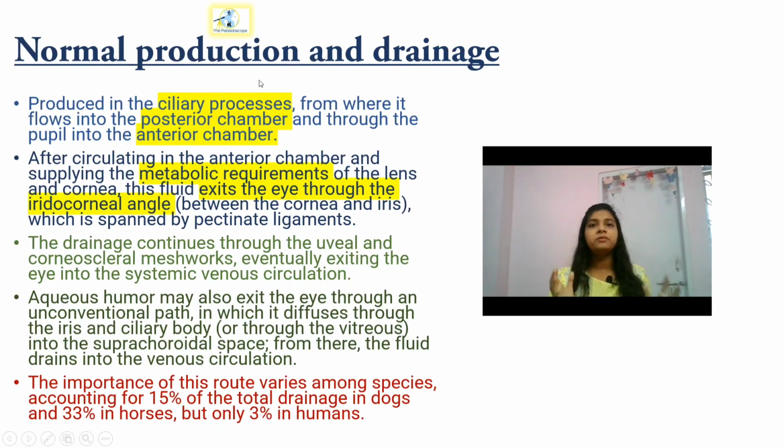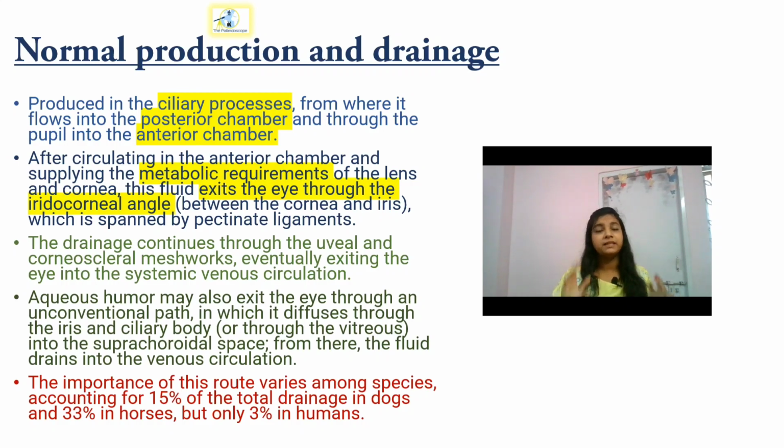Okay. So normal production and drainage. Let's talk about the normal production and drainage of the aqueous humor. It is produced in the ciliary process. Then where is it going? It is going to the posterior chamber. Then through the pupil it is going to the anterior chamber. Okay. So after circulating in the anterior chamber and providing the metabolic requirements, it then exits through the iridocorneal angle. What is the iridocorneal angle? It is the angle between the cornea and the iris. So through the iridocorneal angle it is exiting, and where is it going? It is going to the venous circulation.